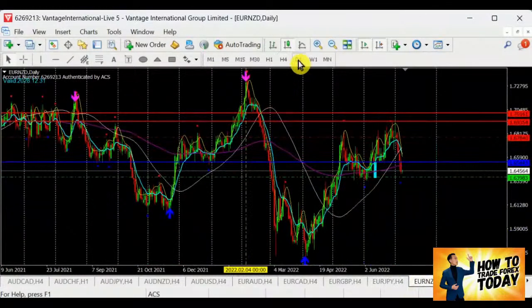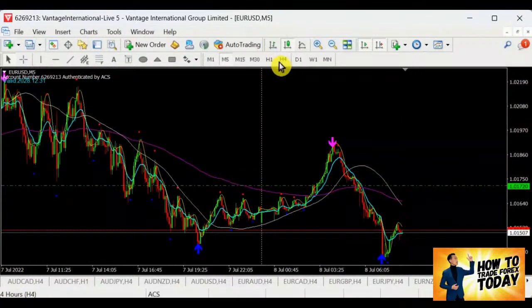Euro kiwi over here, we are still in the bull. So tentatively it's a pullback in the bull, and I'm not going to trade the anti-trend, so I'm going to skip this. Euro dollar, let's take a look at euro dollar.